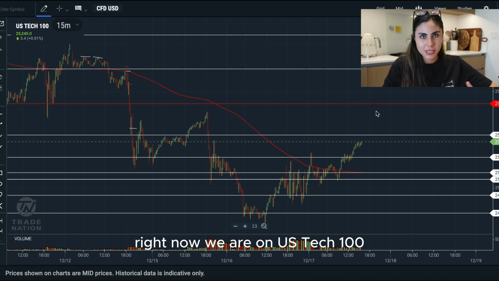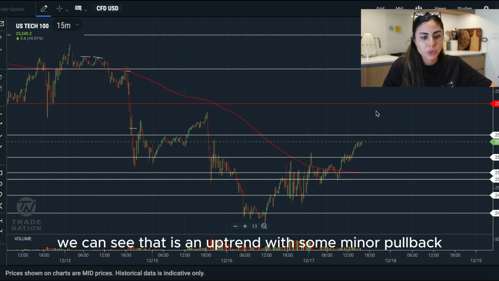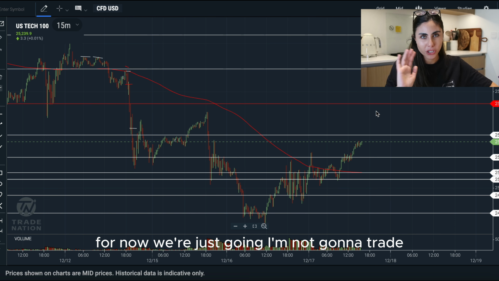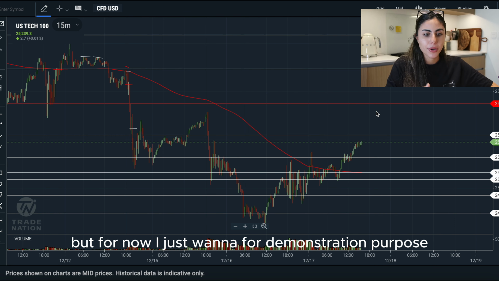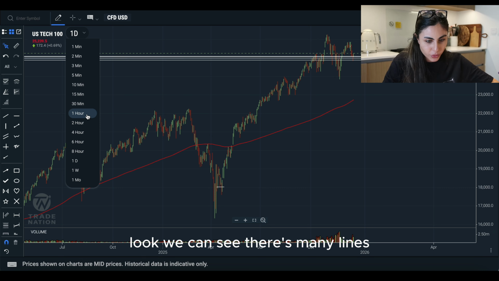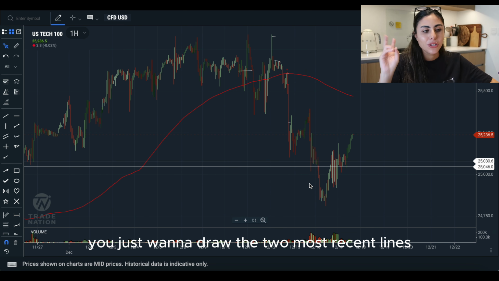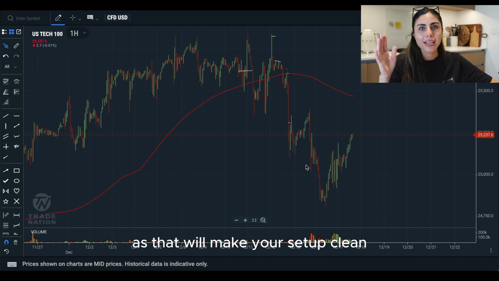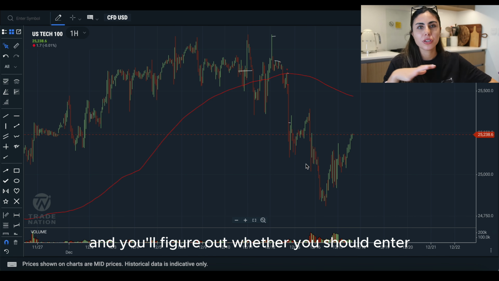Right now, we're on the US Tech 100. We can see that it is an uptrend with some minor pullbacks. For demonstration purposes, I'm not going to trade, but let's say we are trying to find support. We go on the hourly time frame. Look, we can see there's many lines. You just want to draw the 2 most recent lines, as that will make your setup clean and you'll figure out whether you should enter.